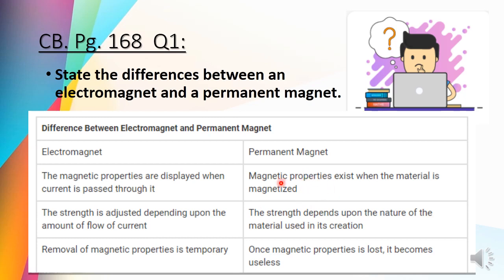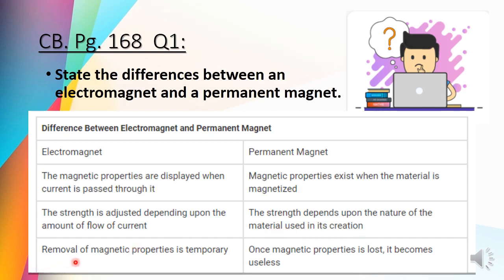What about a permanent magnet? Here the magnetic properties exist when the material is magnetized, and that happens when it is made in the first instance. Now electromagnet, again, the strength is adjusted depending upon the amount of flow of current. So if we increase the current, we increase the strength of the electromagnet. The strength of permanent magnets depends upon the nature of the material used in its creation. So if it was made of neodymium, for example, it will be the strongest.